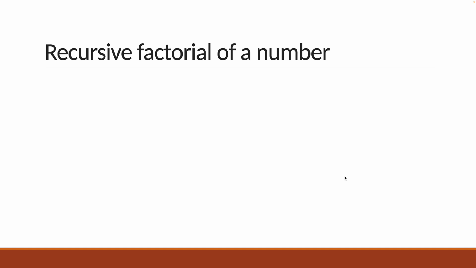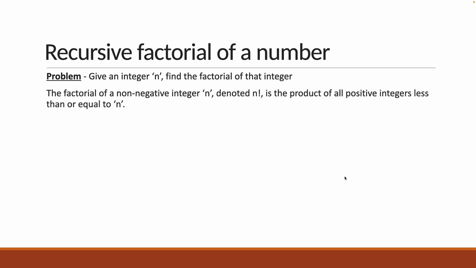In this video, let's learn the recursive solution to finding the factorial of a number. Here is a problem statement. Given an integer n, find the factorial of that integer. In case you've forgotten what factorial is, the factorial of a non-negative integer n, denoted n exclamation, is the product of all positive integers less than or equal to n. Also, the factorial of 0 is 1.